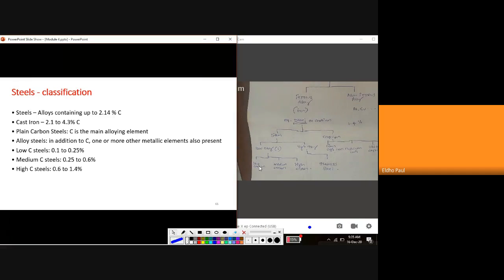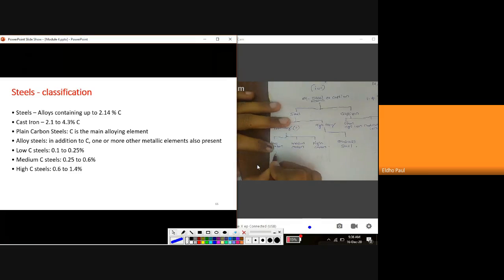Its yield strength is about 275 megapascal. So the strength is not very high, but it has some ductility also. Ductility as well as strength, that is the important property of low carbon steel.